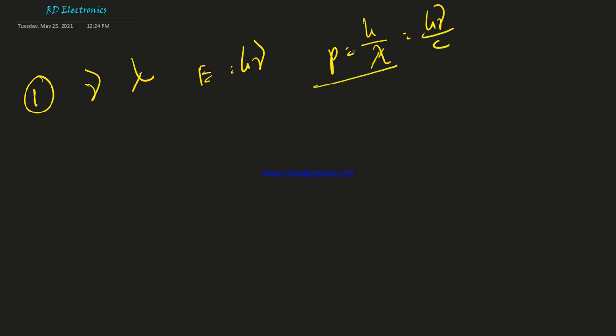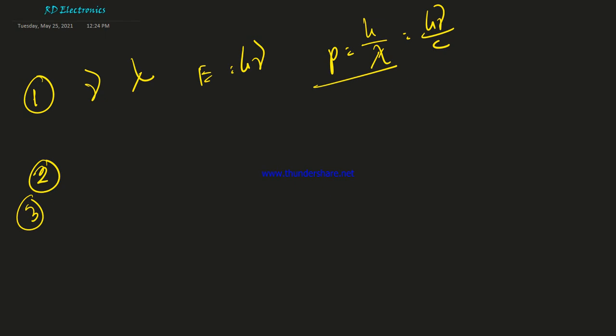This P equals h by lambda comes from the de Broglie wavelength concept. And point number two is that the electron is assumed to be free and stationary, because the binding energy of the electron to the atom is of the order of 10 electron volt, which is very small compared to the energy of the X-ray photon, which is of the order of 10 kilo electron volt, and the kinetic energy of the electron is of the same order as the binding energy, so it is comparatively at rest.